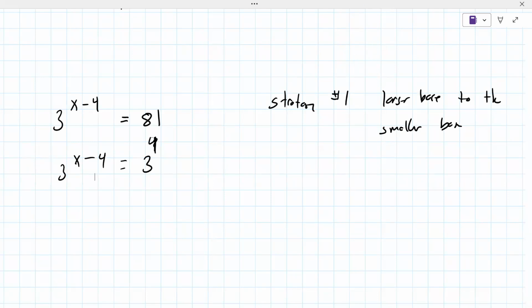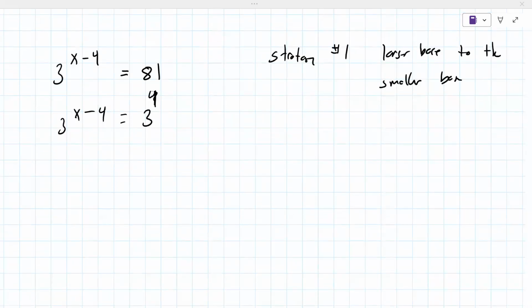Oh, there you go. The link works. Okay. So x equals 8. Yes, x equals 8. Very good.